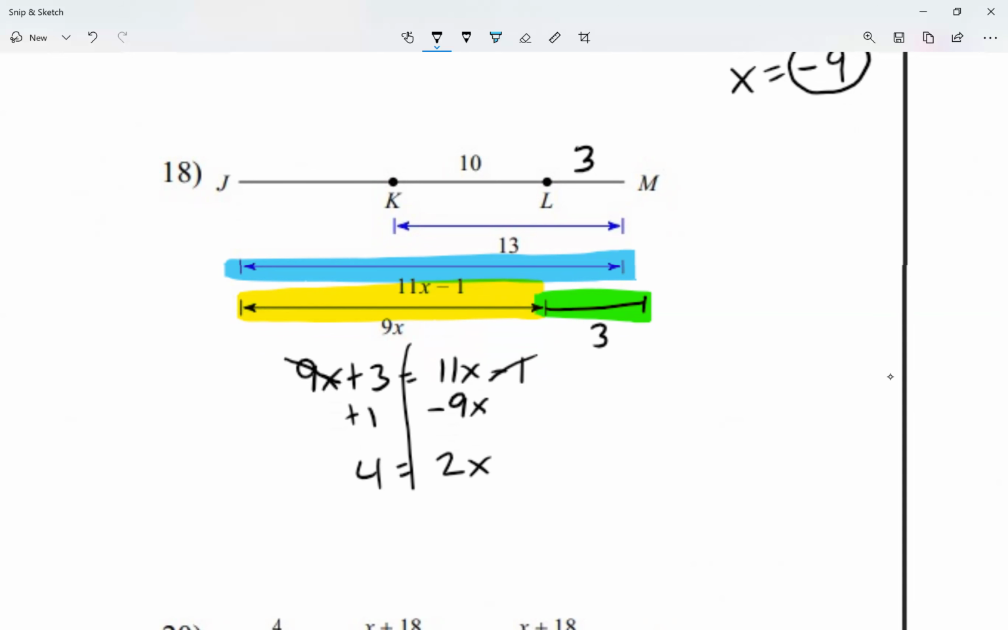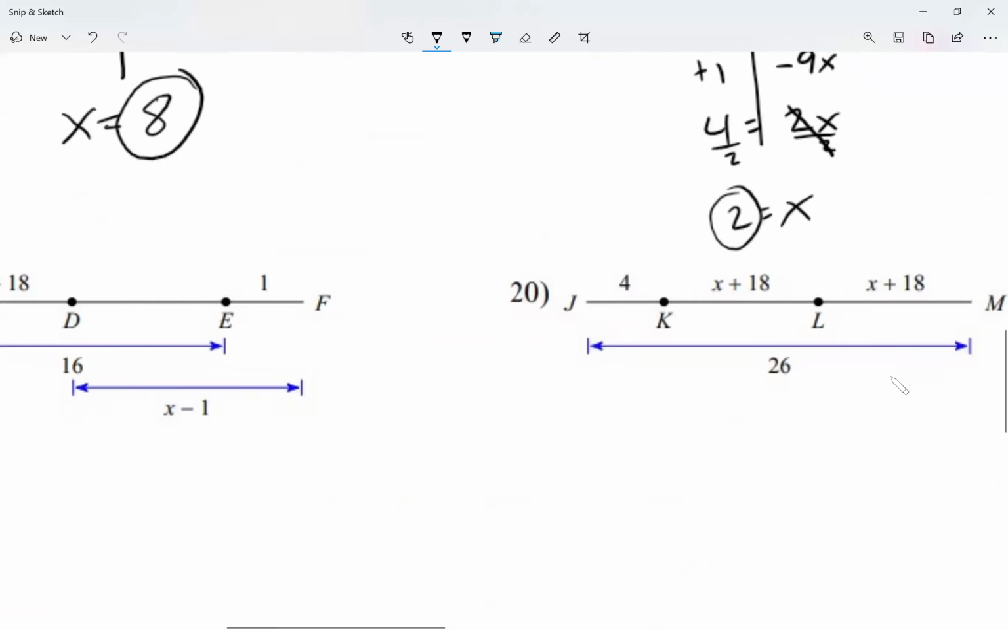In front of the x, there's a 2, so let me divide both sides by 2 because that 2 divided by 2 is 1, so it's going to become 1x. On the left side, 4 divided by 2 is 2. 2 is equal to x. So my answer in this case is 2. Nice. Let's take a look at 4 more questions.